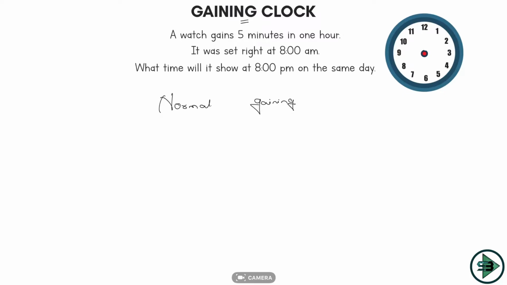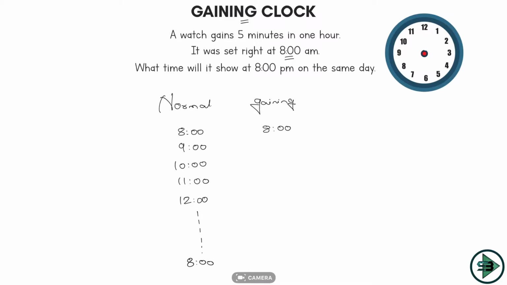So what happens in a normal clock? It was set right at 8 am, so the time starts from 8 am. At 8 am both the clocks were showing the same time. At 9 am what will happen? The normal clock will go to 9 am, then 10 am, then 11 am, then 12, up till 8 pm, which is being given here. It will keep on going like this.